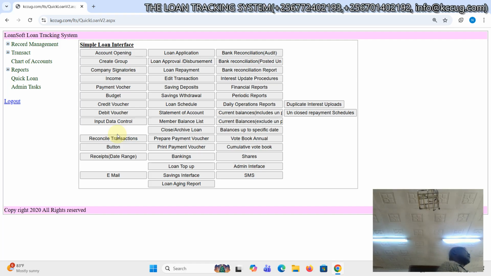Okay? But you take a bigger period, say from 1st January up to 30th June. Let us calculate savings interest and put it onto people's accounts. Okay. Good. Now click on admin interface here.